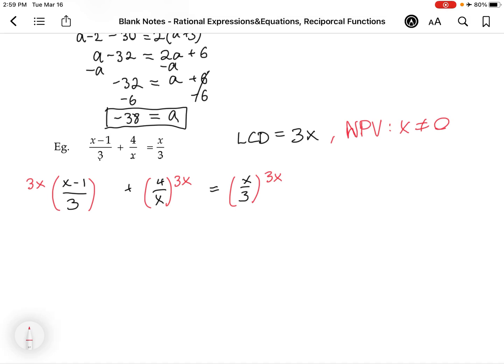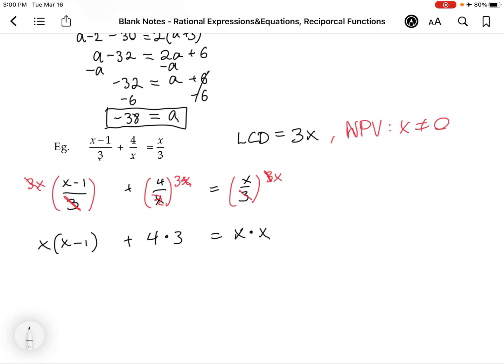Okay, now once I multiply by this LCD, all of my denominators will cancel. So from this first term, the denominator of 3 will cancel. From the second term, the denominator of x will cancel. And from the third term, the denominator of 3 will cancel. And if I look at what I have left to go on my next line, from this first term on the left, I've got x times x minus 1. From the second term, I've got 4 times 3. And then on the right, I've got x times x.